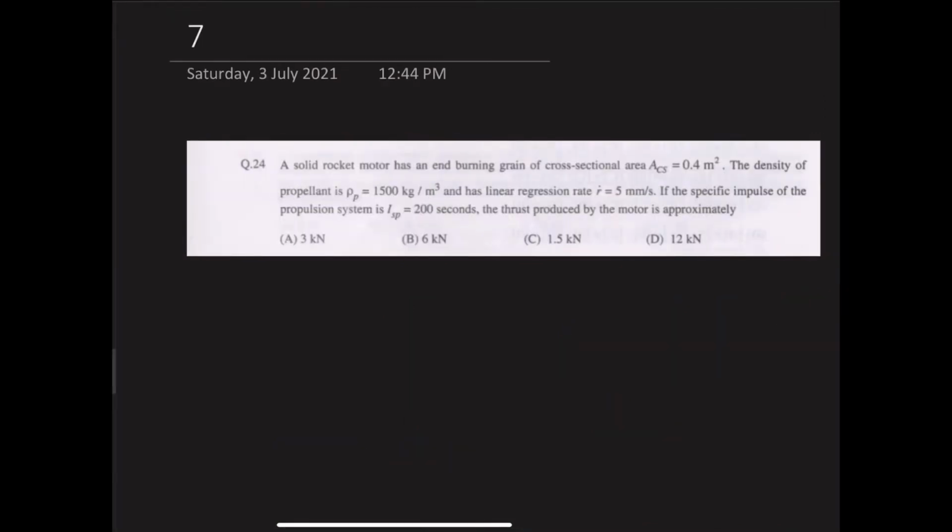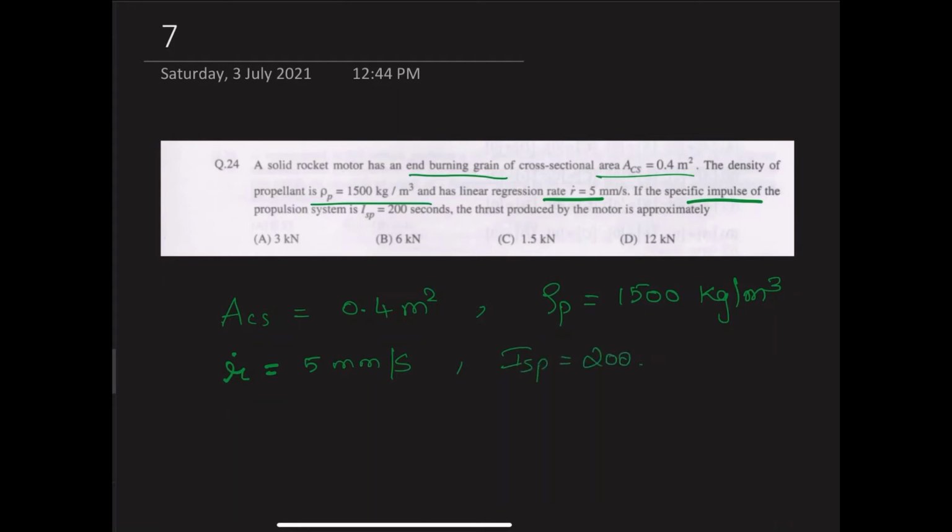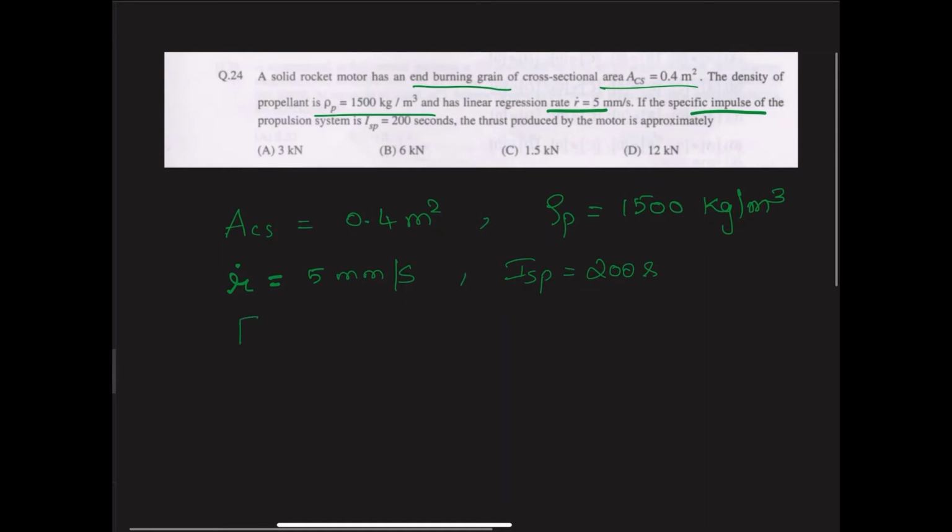Okay, question number 7. A solid rocket motor has an end burning grain of cross sectional area 0.4 meter square. The propellant density they have given is 1500 kg per meter cube, and it has a linear regression rate of 5 mm per second. If the specific impulse of the propulsion system is 200 seconds, what is the thrust produced by the motor? They're asking in kilonewton, so be very cautious about the units.